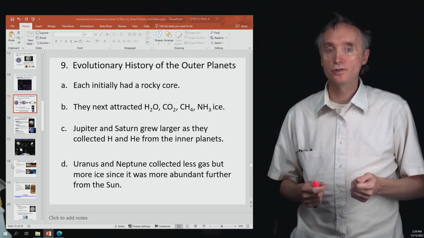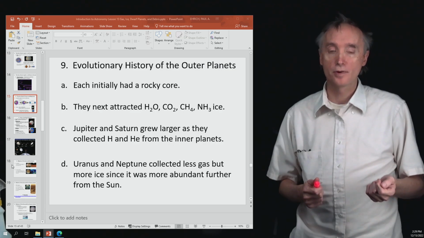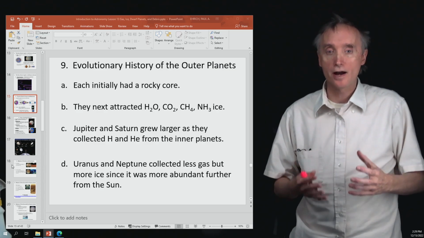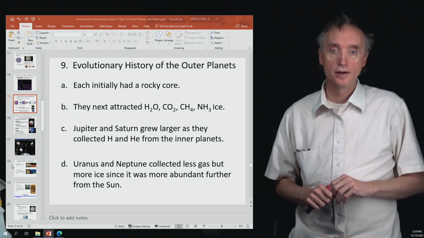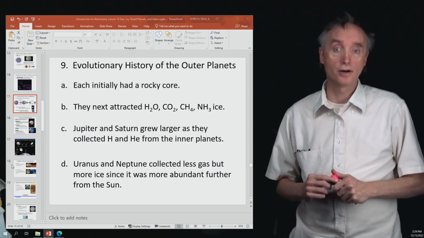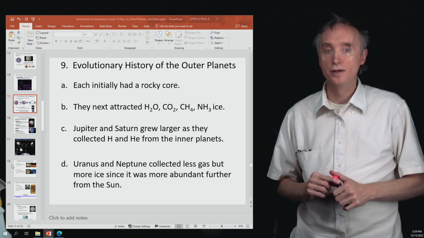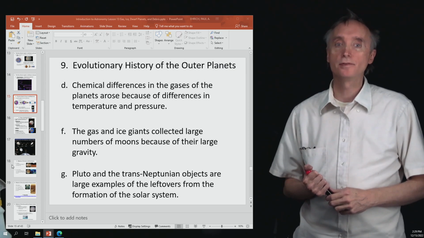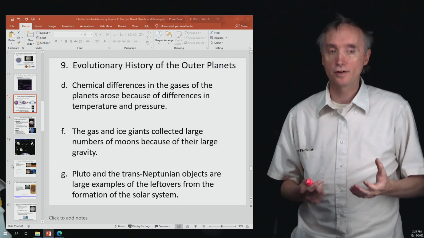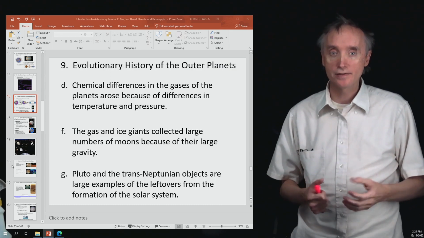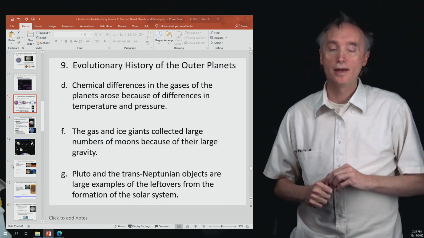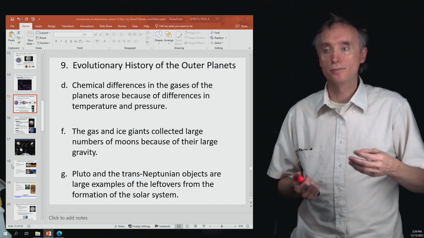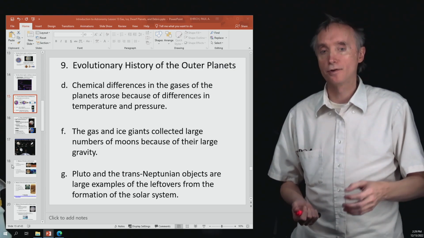And then Uranus and Neptune collected less gas because the further away from the sun you got, the amount of hydrogen and helium kind of petered out. But there was ice out there, so Uranus and Neptune were able to collect that. Then chemical differences arose because each of the different objects had different kinds of gases in their atmospheres. And those chemical reactions were different because they were subjected to different amounts of pressure and different amounts of temperature.